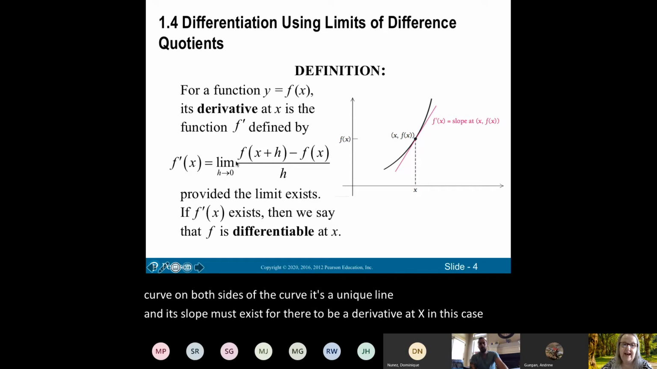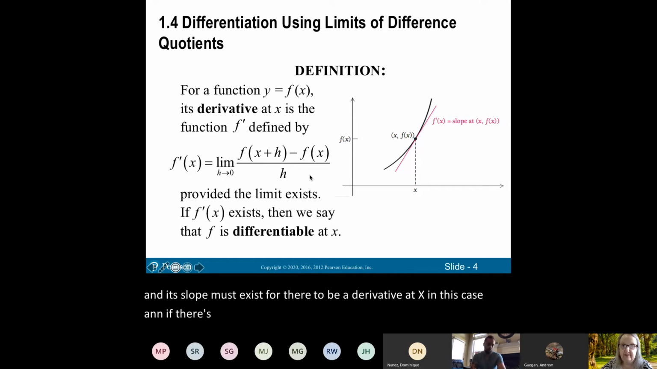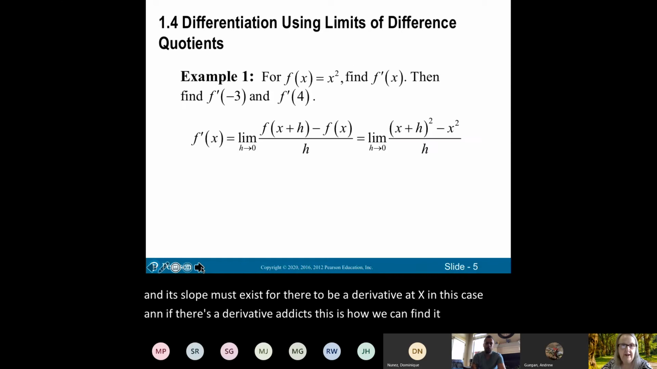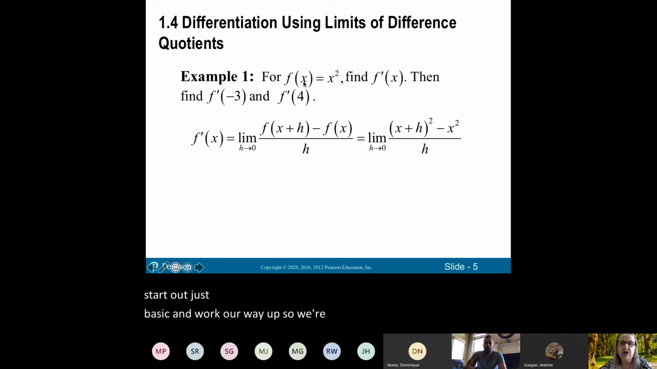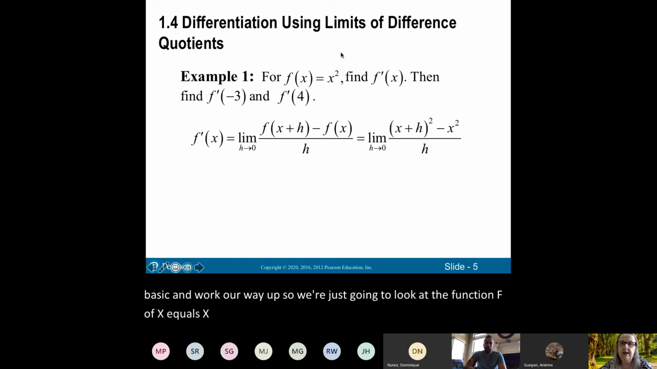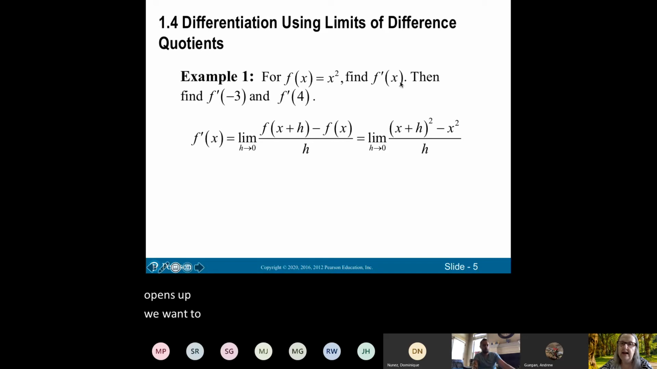And if there's a derivative at x, this is how we can find it. Let's go on. So let's take a look at a little example here. We're going to start out just basic and work our way up. So we're just going to look at the function f of x equals x squared, which is a parabola sitting on the origin that opens up. We want to find f prime of x.